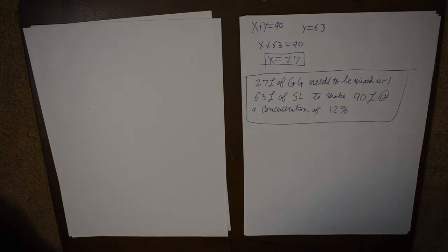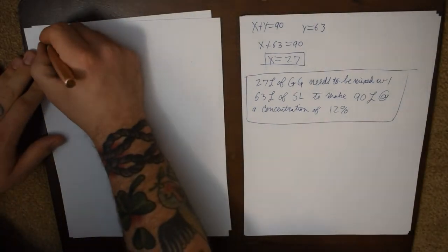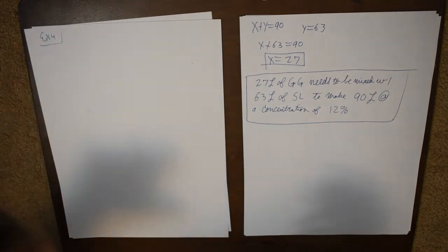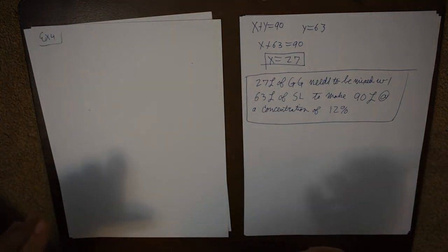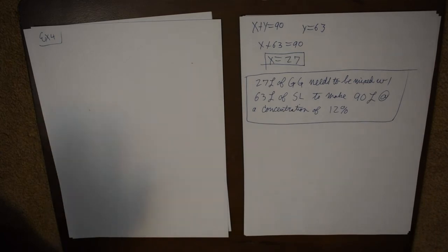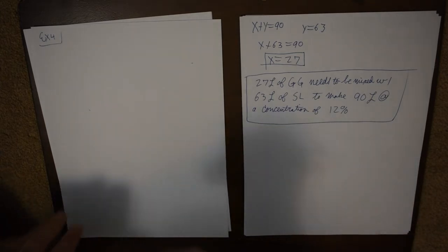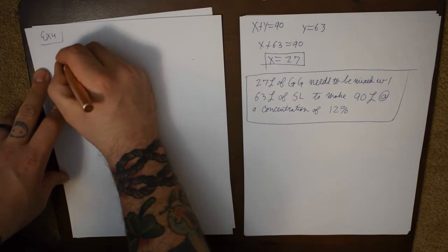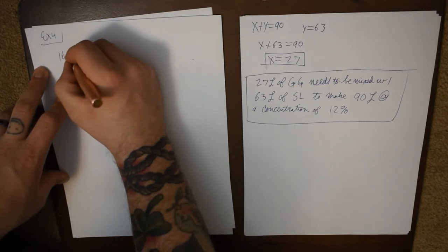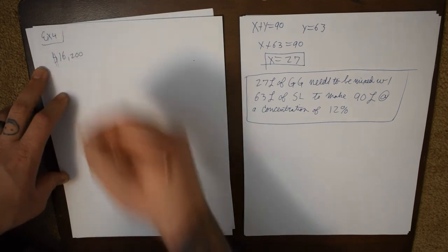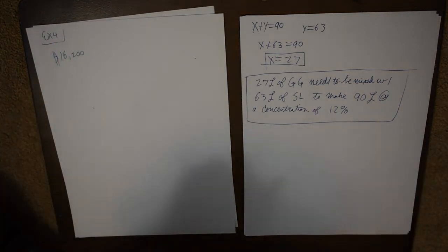The next example that we're going to go through, example 4, is a lot like a mixture problem, but it isn't necessarily dealing with concentrations. It's going to be dealing with insurance rates, or not insurance rates, I'm sorry, interest rates. So, Jerome has some student loans. Jerome's student loans total $16,200. So Jerome has $16,200 worth of student loan debt.